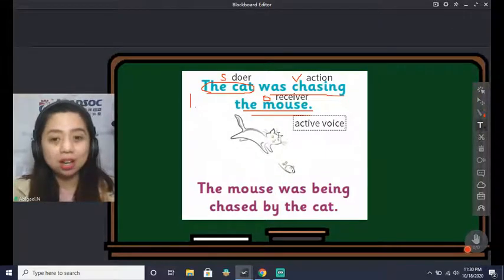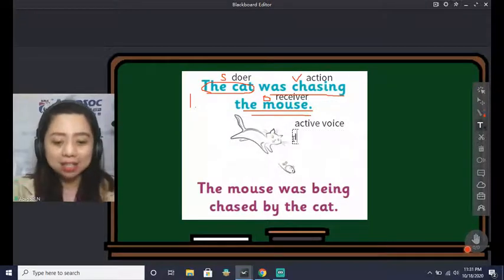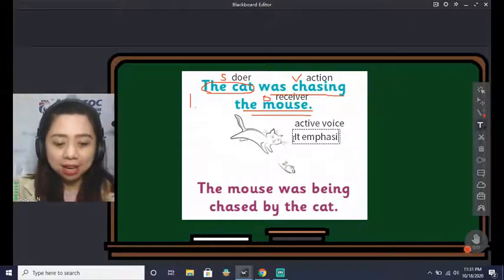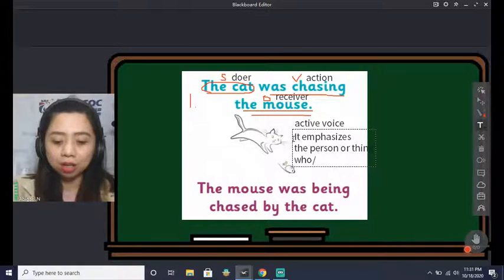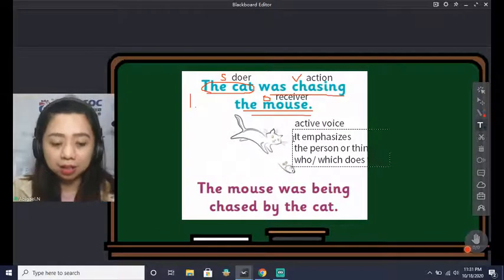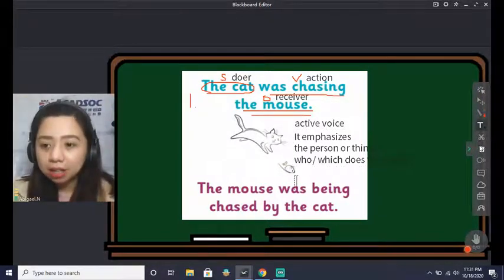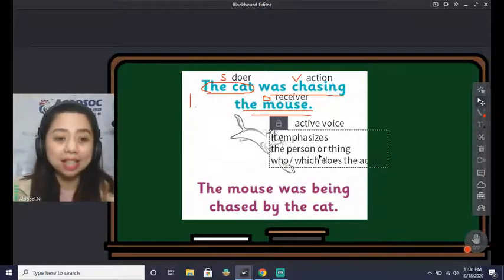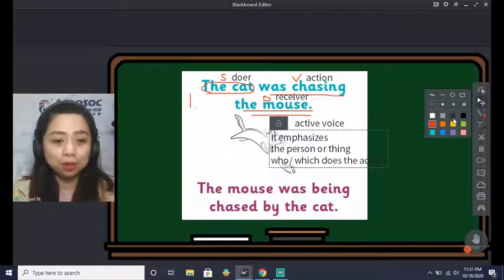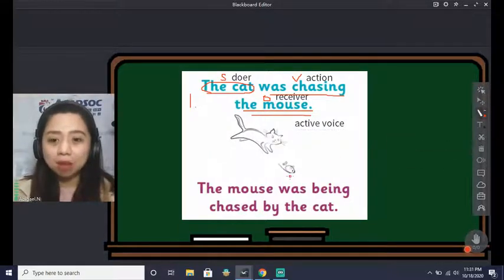In English grammar, most sentences are in active voice. When we say active voice, it emphasizes the person or thing who or which does the action. Okay. Is it clear? Yeah, so that's it. That is active voice. Again, it emphasizes the person or thing who or which does the action. And how about number 2?